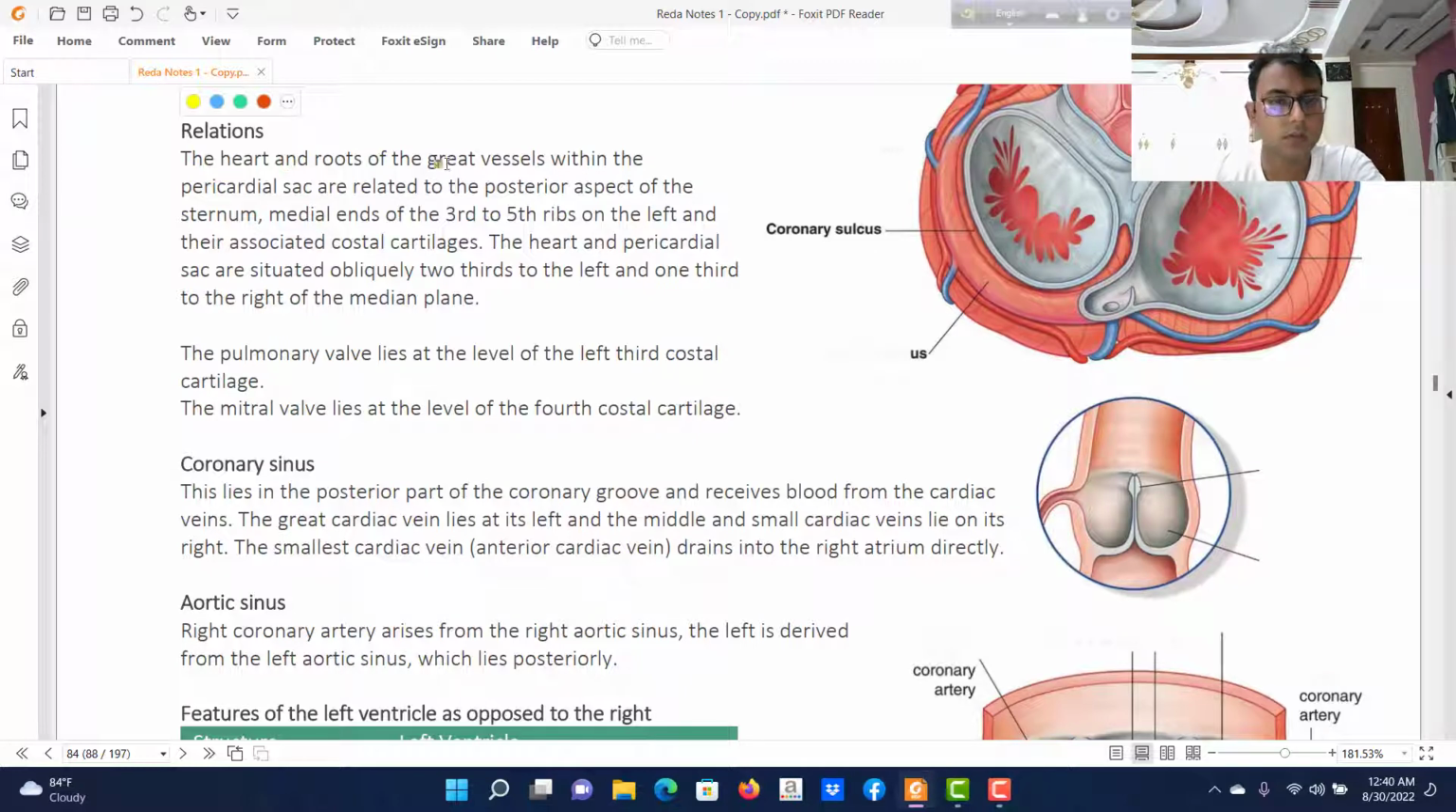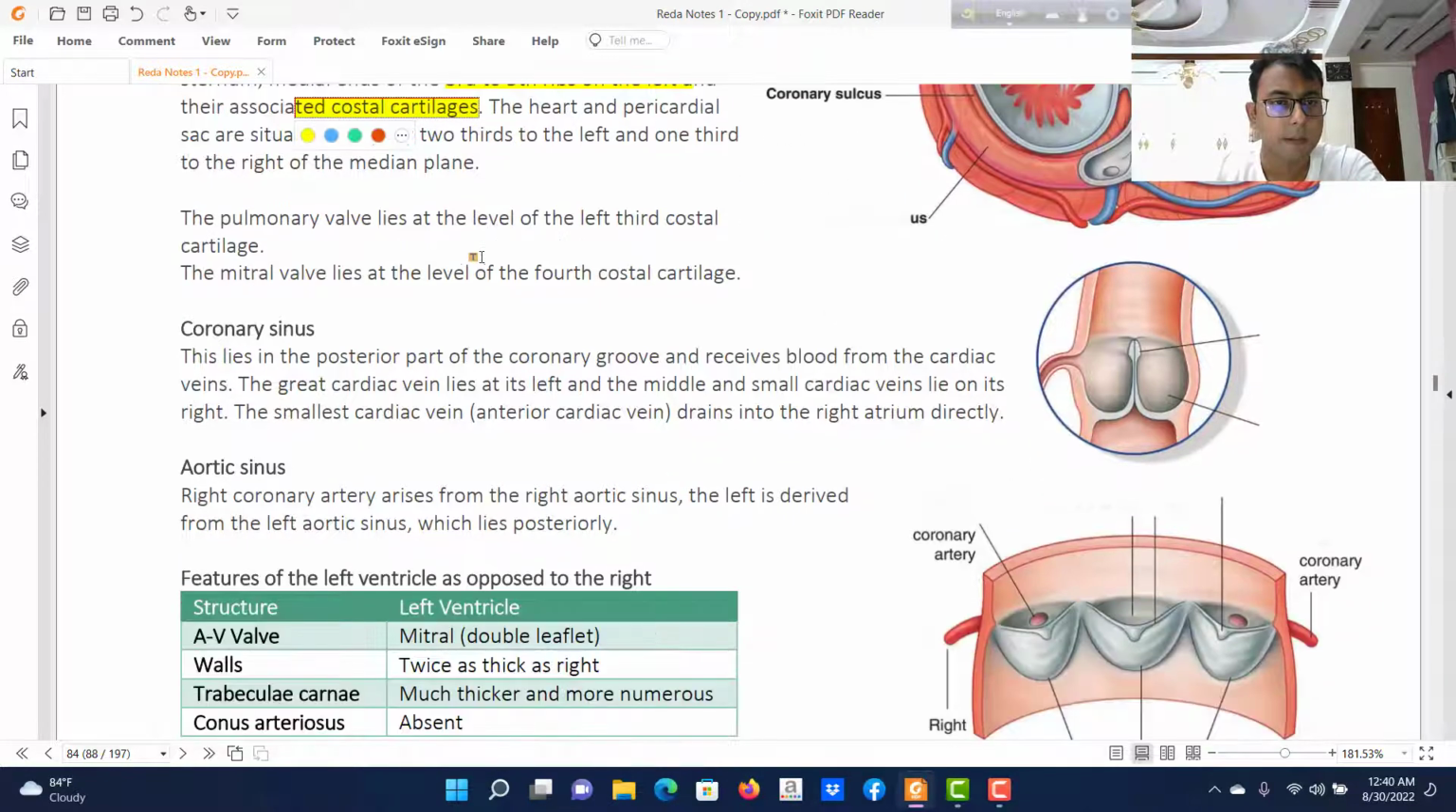The heart and the root of the great vessels within the pericardial sac are related to the posterior aspect of the sternum, the medial end of the third to fifth left costal cartilage. Pulmonary valve lies at the level of the left third costal cartilage. You must remember this. And the mitral valve lies at the fourth costal cartilage. So the mitral valve is along the fourth on the left side, and the pulmonary valve is present at the left third, a little bit above.